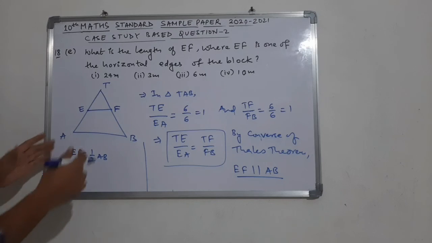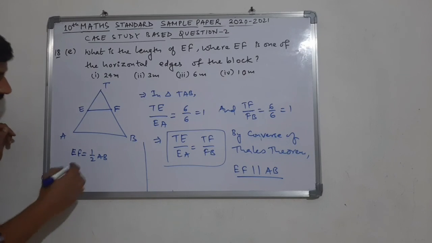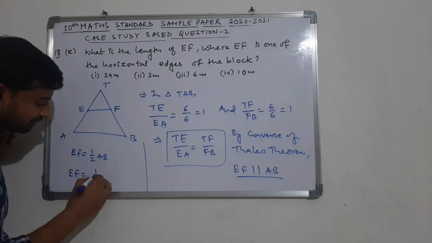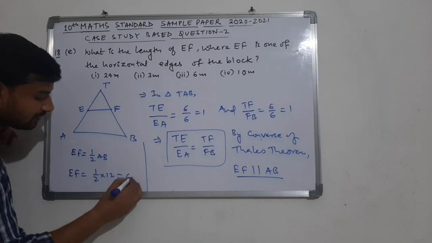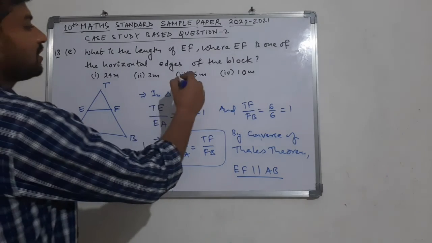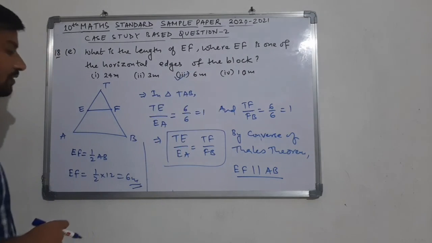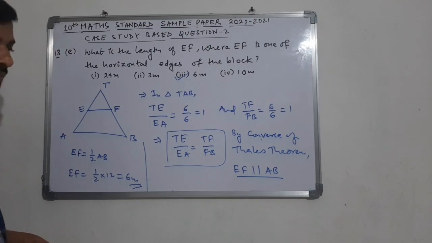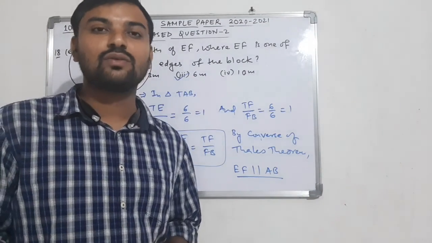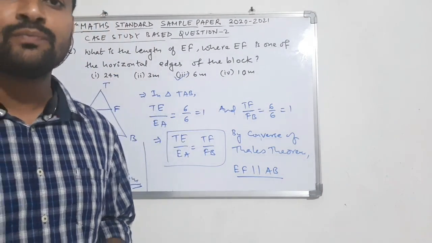Here, the length of AB is nothing but the edge length of the pyramid. So EF is nothing but 1 by 2 of 12, that is 6 meters. So from here we can calculate the length of EF, which comes out as 6 meters. So this is again a very simple question, and this is the end of the second question based on the case study, which is related to triangles.